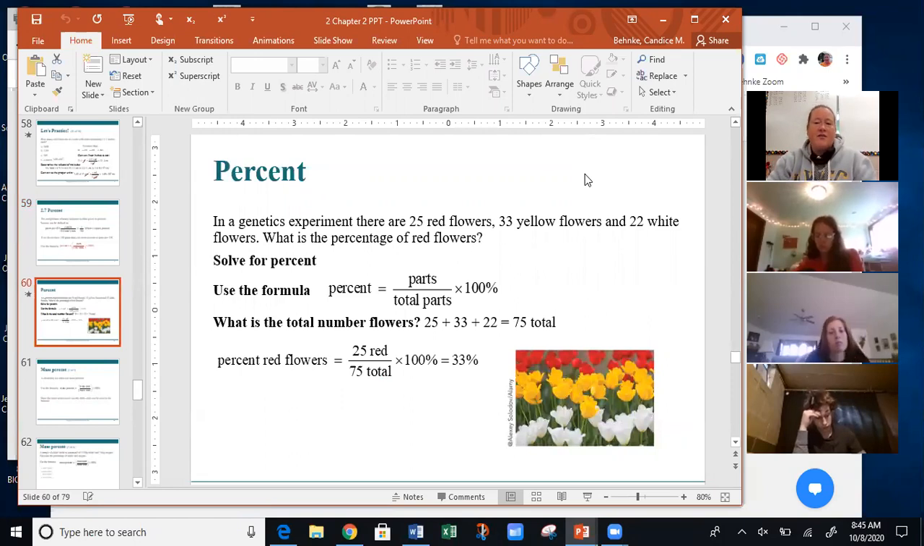So here's an example of a genetics experiment in which there are 25 flowers that are red, 33 yellow flowers, and 22 white flowers. And the goal is to find the percentage of each of the flowers. So you need to do some simple math here because you have to get a total. And once you have the total, then you can use the equation: the percent of a specific thing is however many parts of that thing there are divided by the total parts.